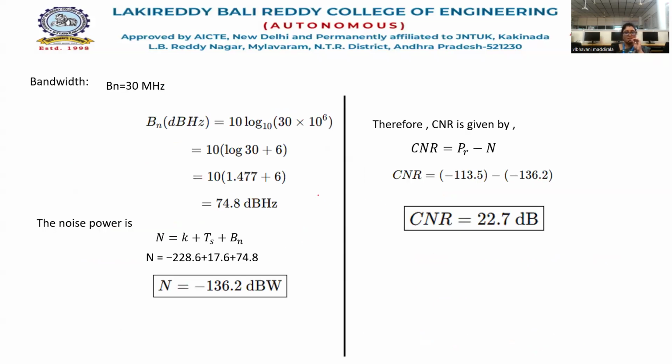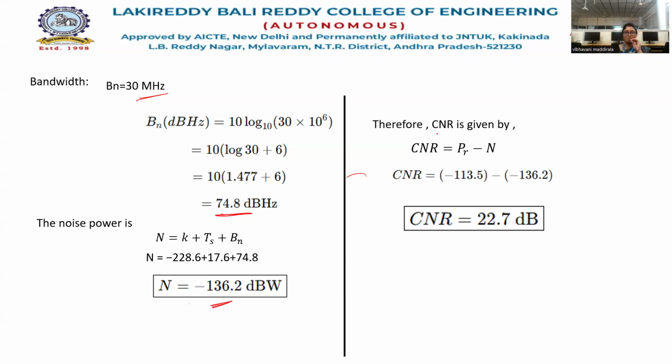Coming to the noise bandwidth, the bandwidth is given as 30 megahertz. Converting 30 megahertz into decibels, dB-Hz, we get 74.8 dB-Hz. Now calculating the noise power, N is equal to K plus TS plus BN. Substituting K, TS and BN, we get the noise power as minus 136.2 dBW.